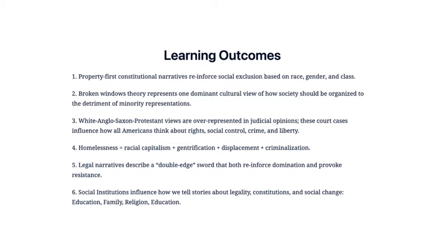So what you need to show me is not your ability to repeat the words of these outcomes, but to show me that you understand them and that you can apply them to new situations, which will require you to do analysis. So you have to show me that you understand that the legal system in the United States in the Constitution is formed through a property first point of view, and that property first point of view reinforces the social exclusion of those who are not white, those who are not men, and those who are not property holders.